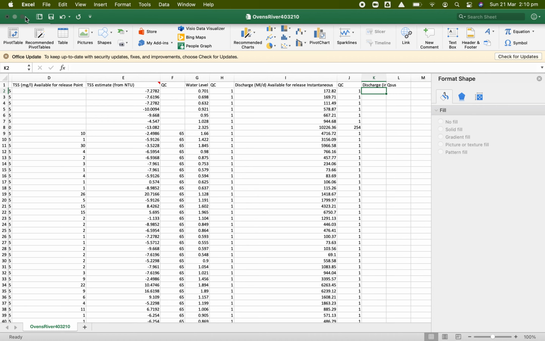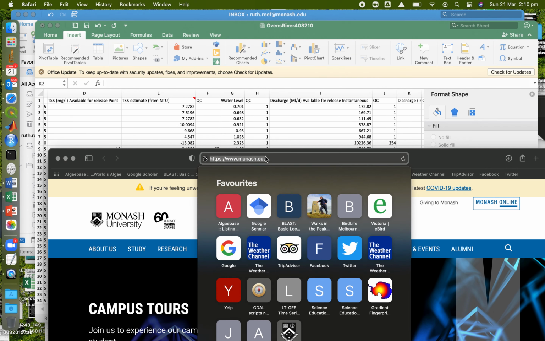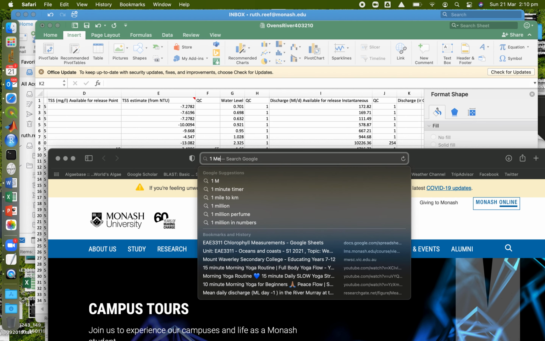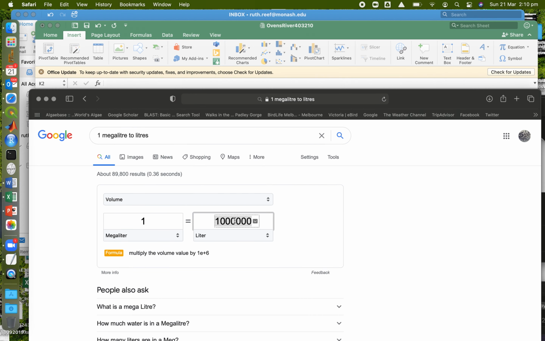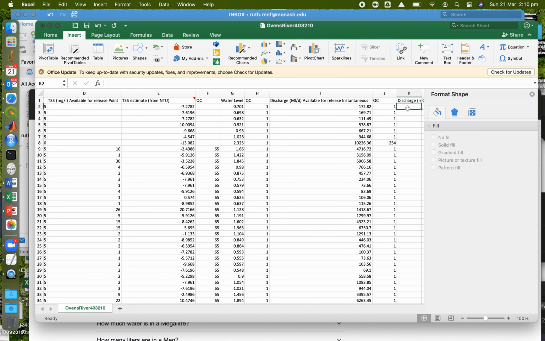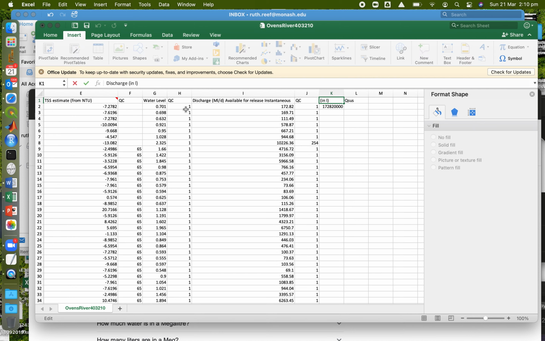I'm not going to pretend I know how that works. So I'm going to go to here and I'm going to say, how do I go from 1 megaliter, I'll write it out, to liters. And this is my number. So I can go equals my megaliters times whatever that number was, which is 1,000,000. There's 1,000,000 liters in a megaliter. So this is how much water is flowing out of the river in liters per day.